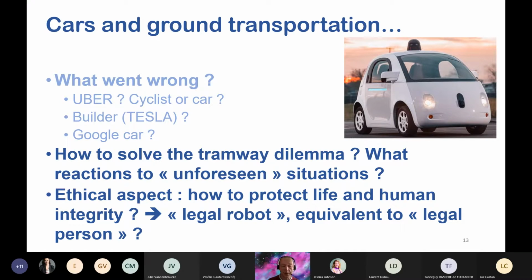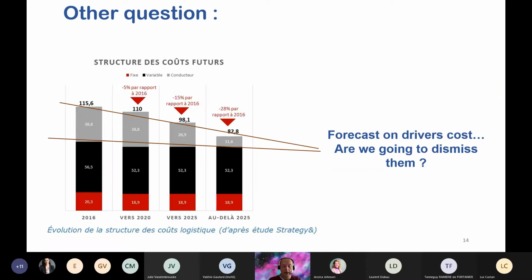You see, some people are thinking of creating a legal robot equivalent to legal persons. I have no answer personally, and I think that I would try hard to avoid getting into such a corner, but this means anticipating and knowing the system's limit.